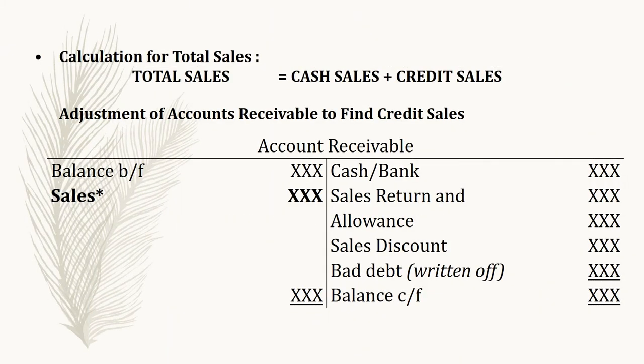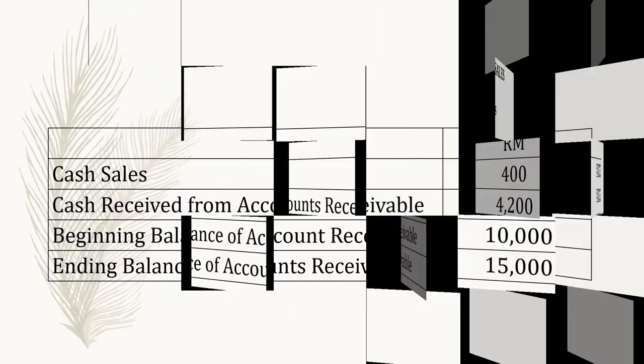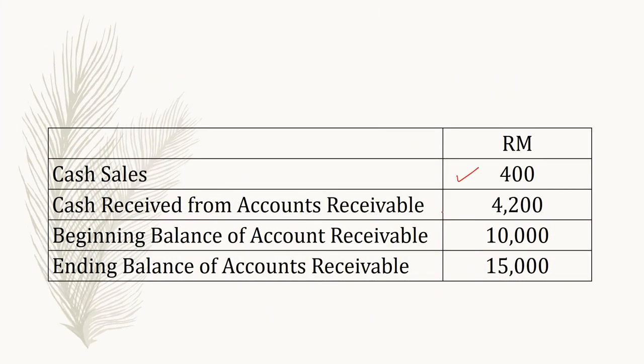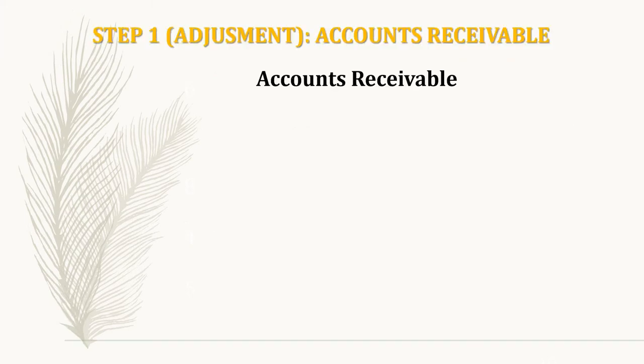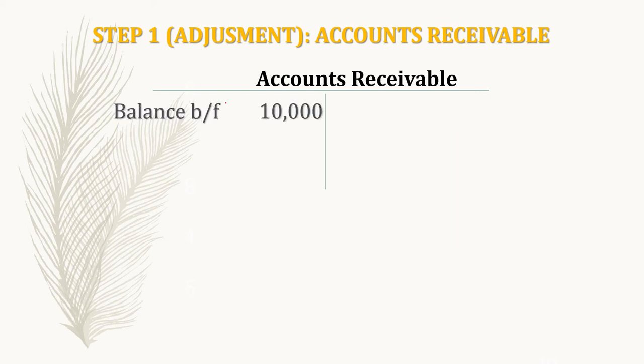Okay, so you can either use the normal calculations, or you can use the adjustment using a T account as below. Okay, we go to the example. So you have here your cash sales, and this is the cash received on your AR, beginning balance, and also your ending balance for your AR. So how do I do the adjustments to calculate my sales? To find my credit sales, I need to open up a T account. So my beginning balance is 10,000 ringgit.